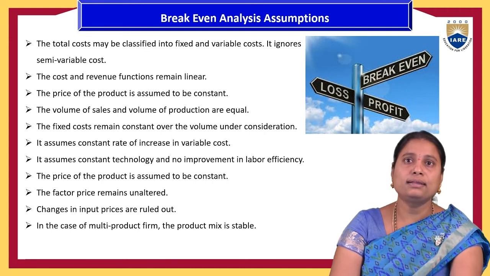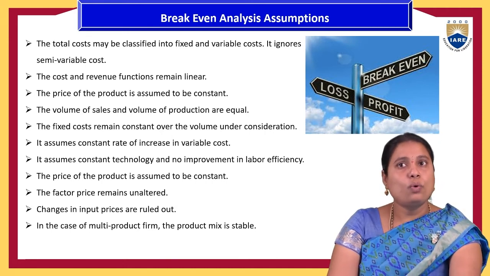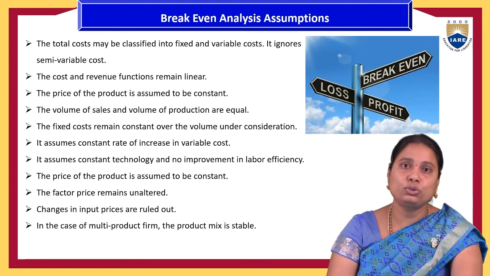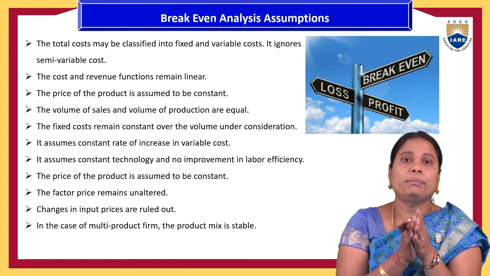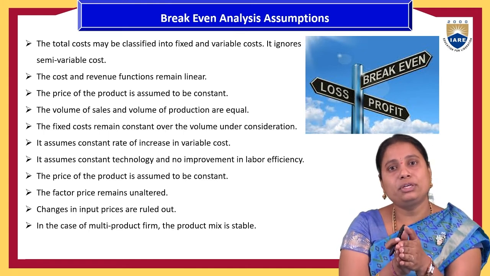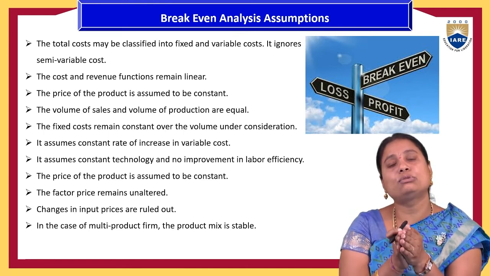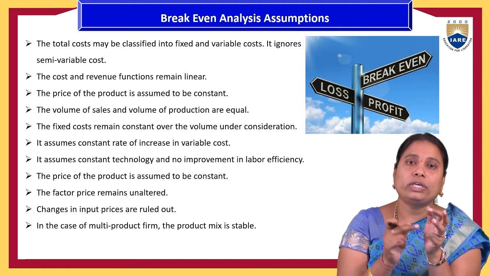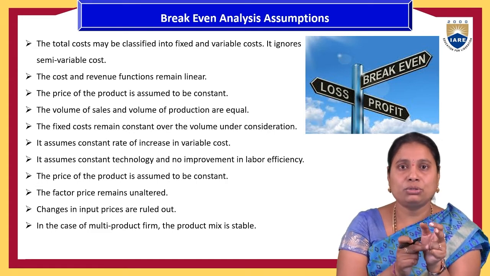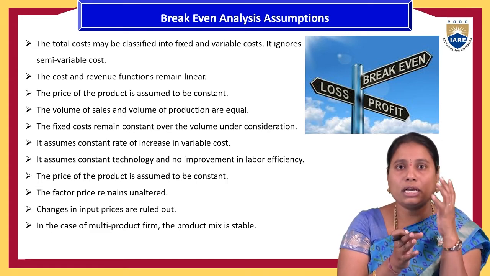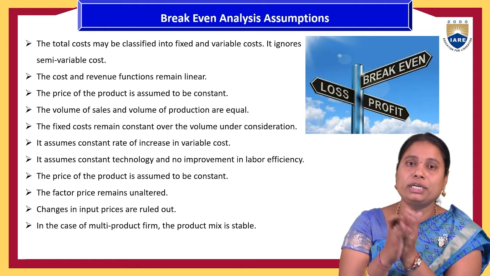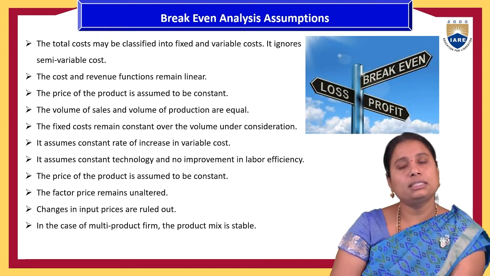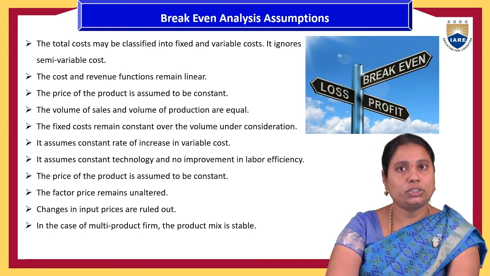The next thing is that the volume of sales and volume of production are equal. The most important point to note is that if the producer has produced 100 units, it is assumed that it is going to sell the 100 units, so it is not taking wastages and damages into consideration, because they assume that the quantity which is produced is going to be sold. And if any damages occur, the break-even analysis may change.